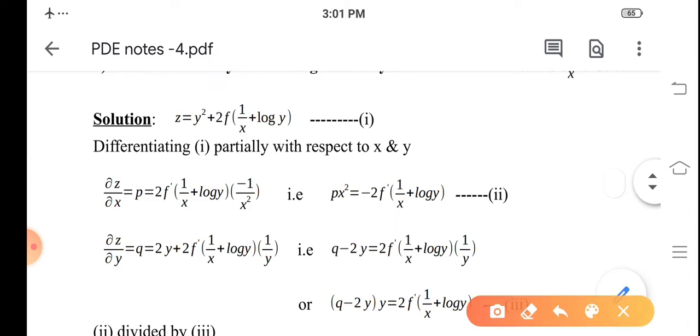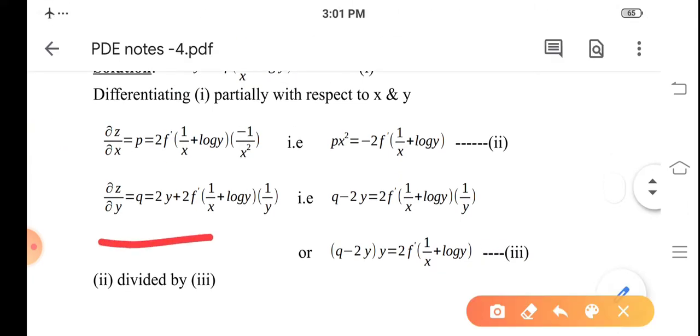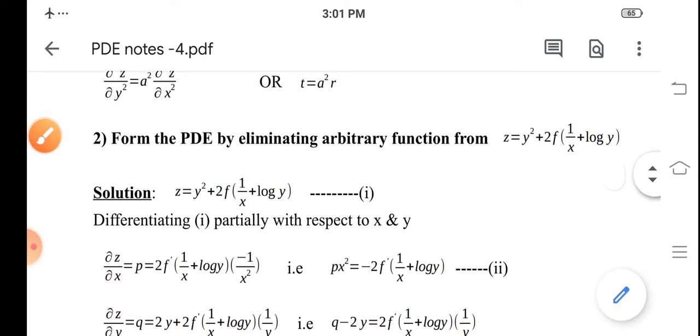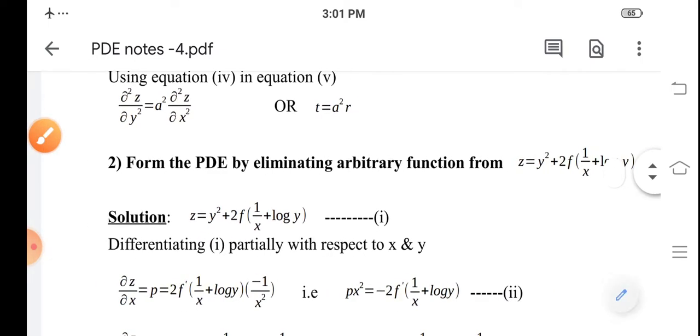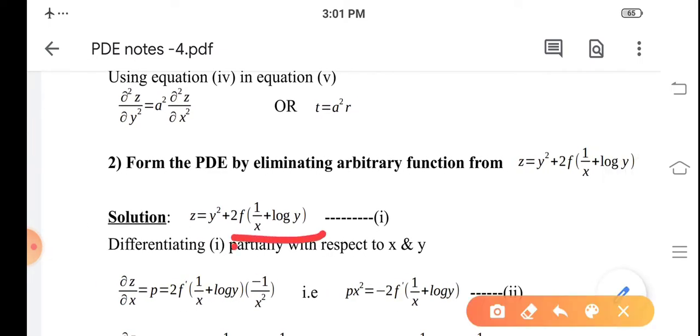Similarly, differentiating equation 1 partially with respect to y, we obtain dou z by dou y, which is denoted by q. That is equal to, here we have y square term, but partial derivative of y square with respect to y will be 2y. And partial derivative of the second term with respect to y will be 2 into f dash of 1 by x plus log y into derivative of log y, that will be 1 by y.